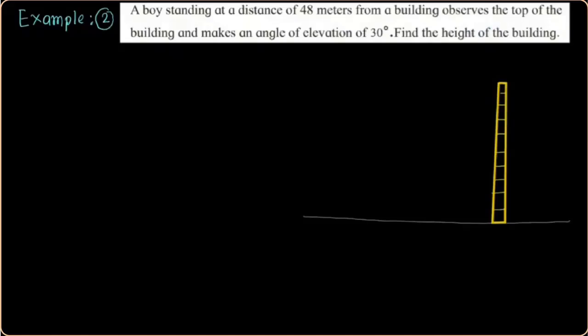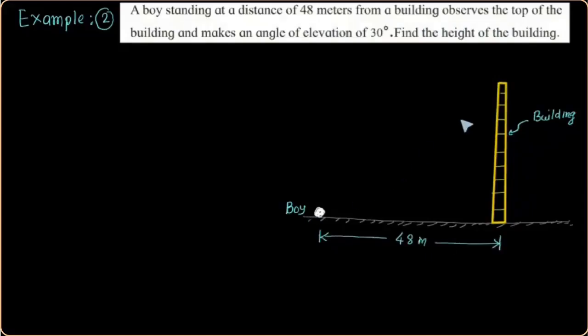Okay, so there's a boy here, friends. Let's say he's a boy. Again, I am showing the boy by a simple point because the height of the boy is insignificant. So this is a boy, let's say, and this is the building. So this boy is 48 meters from the building. Okay. So this distance is 48 meters and the boy is making an angle of elevation of 30 degrees.